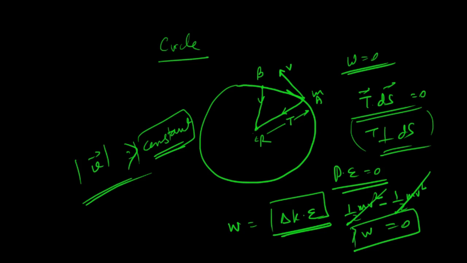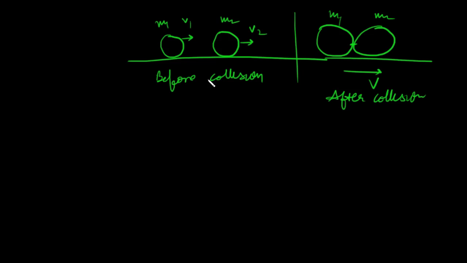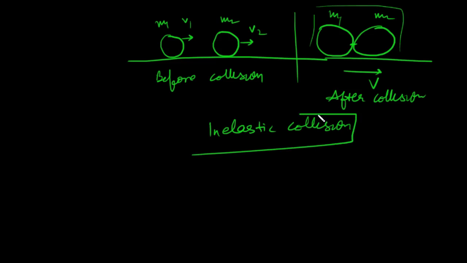Alright, now this is another situation where there are two bodies: m1 is moving with v1, m2 is moving with v2, and then they collide. After collision, m1 and m2 stick together and the whole system moves with another velocity v. This kind of collision is known as inelastic collision. In inelastic collision, kinetic energy is always lost.